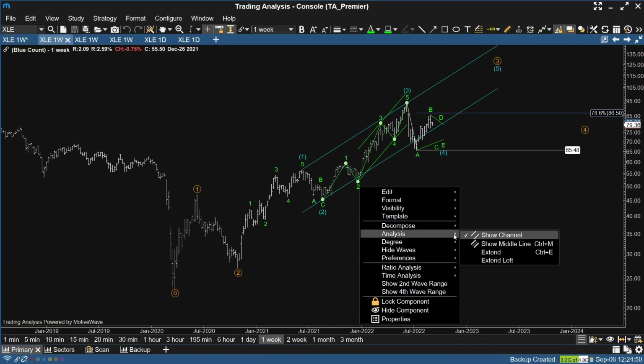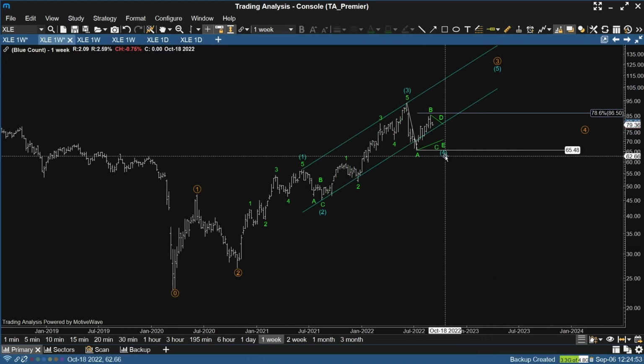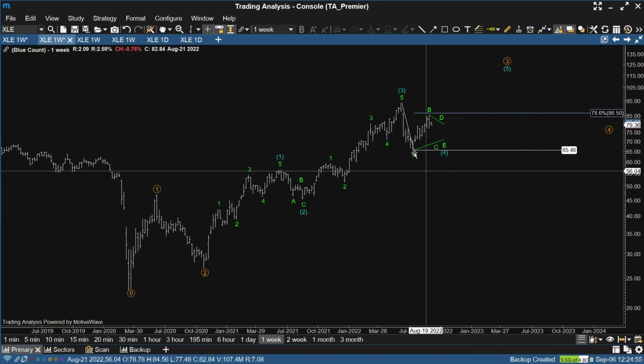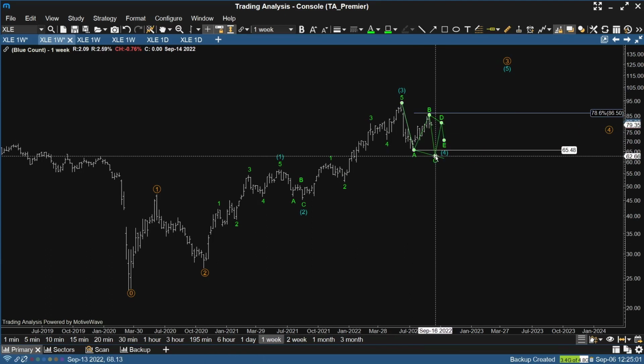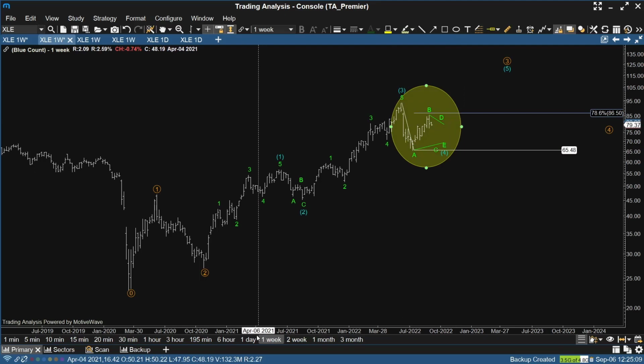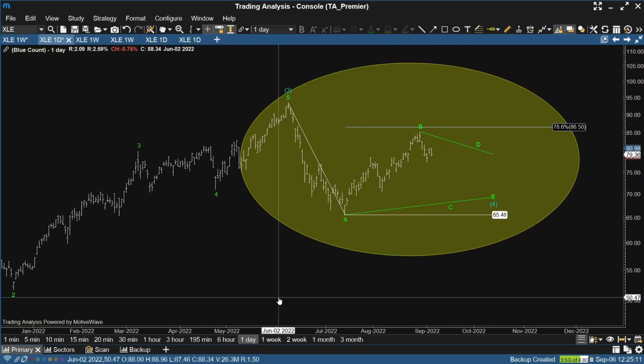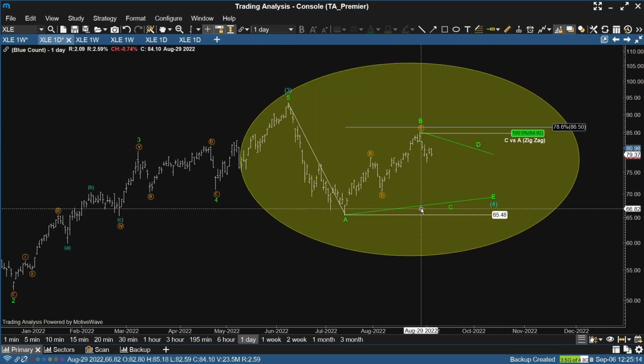Our blue count would suggest that we have that same wave 4 position, but in this case, the wave 4 is going to consolidate further in either an ABCDE wave 4 triangle or just a simple ABC zigzag. If this is an ABC zigzag, the C wave can take us lower. But let's get off of the weekly time frame and move down to the daily and look at the zone of resistance that we most recently rejected.